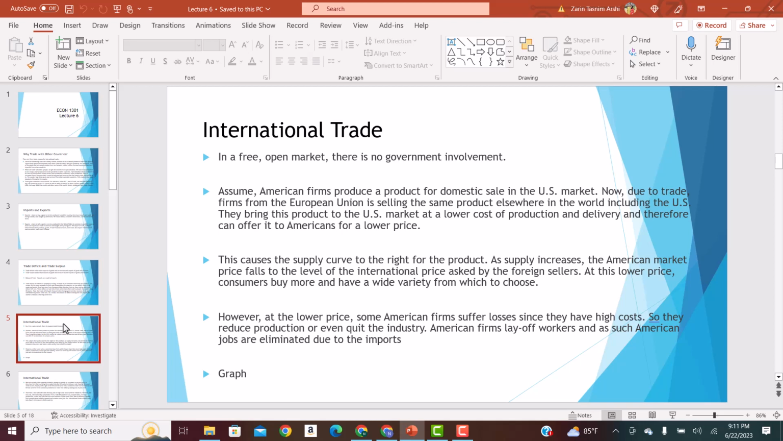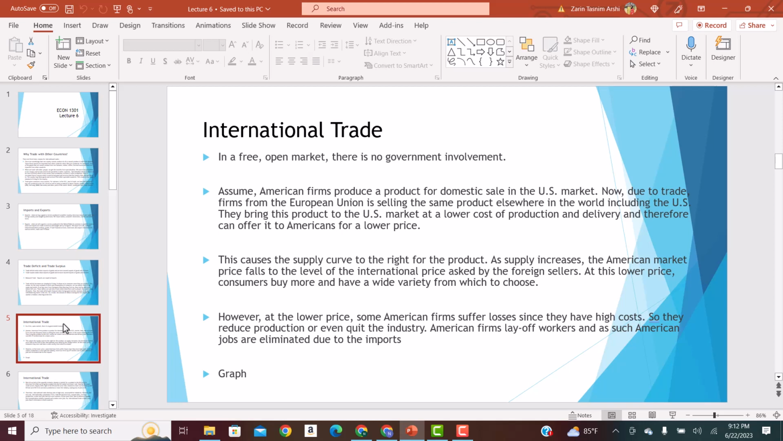Assume American firms produce a product for domestic sale in the US market. Now they open up to trade, and firms from the European Union are also selling the same product in the US. So they bring this product to the US market at a lower cost of production and delivery, and therefore they can offer it at a lower price to the Americans. So this is good for the American people in general, right?